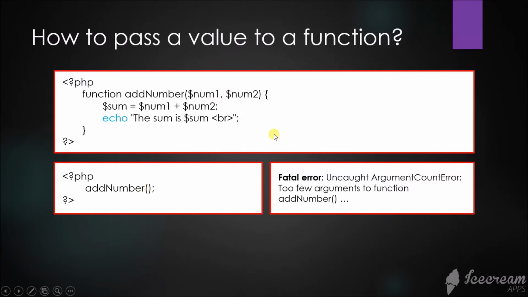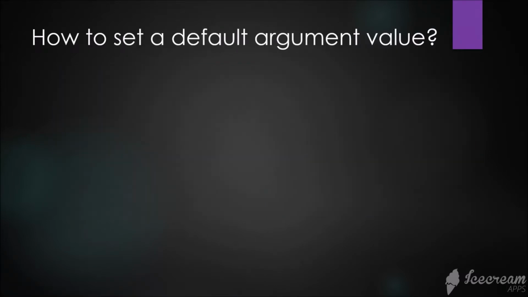So ang tanong ngayon, paano tayo makaka-avoid ng ganung mga situation na error? Na kung saan, kahit hindi tayo magpasa ng value, it will just display something or sabihin nating 0. So, let's try to answer this kind of question. How to set a default argument value?